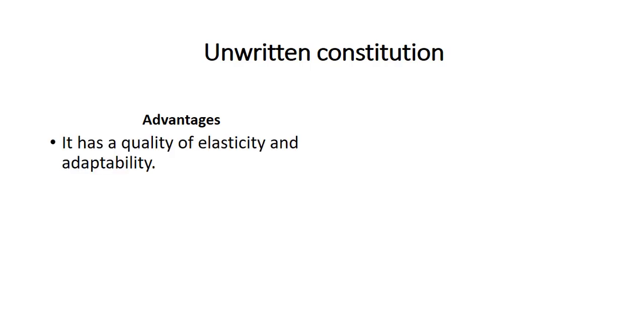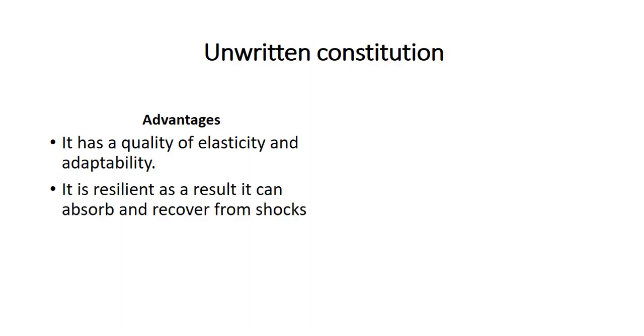Now let's look into the advantages of an unwritten constitution. The first advantage is that it has the quality of elasticity and adaptability. It is also dynamic, so it prevents the chance of popular uprising because the government will easily amend it based on the demand of the public. Third, an unwritten constitution is resilient. As a result, it can absorb and recover from shocks that may destroy a written constitution.